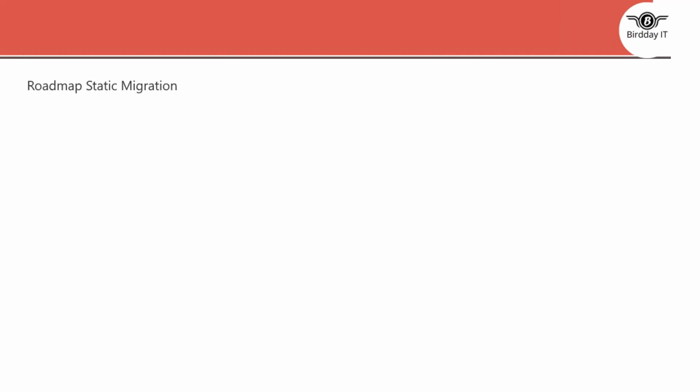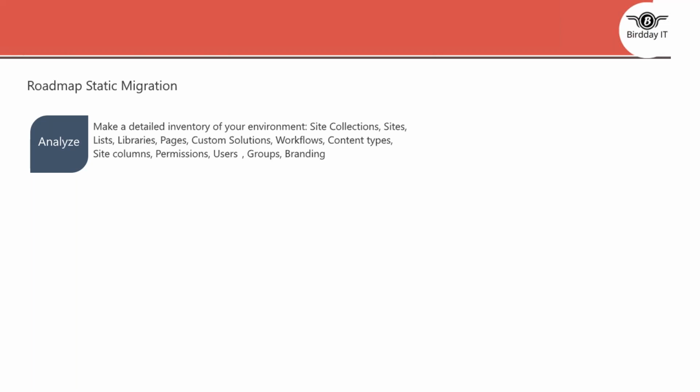The second part of the webinar will show you the roadmaps for static and dynamic migrations. For the static migration, you have to start with analyzing. Make a detailed inventory of your complete farm. So of all site collections, sites, lists, libraries, pages, workflows, content types, site columns, permissions, and so on.